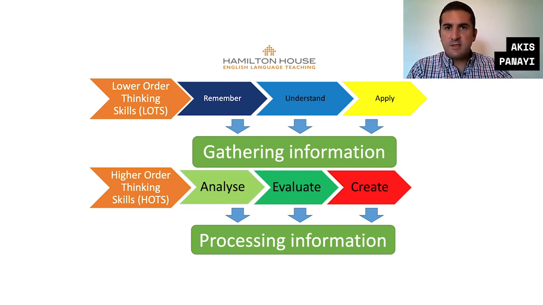Now, let's look at the lower order thinking skills first and take them one by one. Remembering. What is remembering? Can the student remember the information that we have given them, or they have read in a given text, or they have heard in a listening text. Then understanding. Can the student explain sufficiently the ideas or the concepts they have read or heard about? And then applying. Can the student use the new information they have in another context or in a different task?